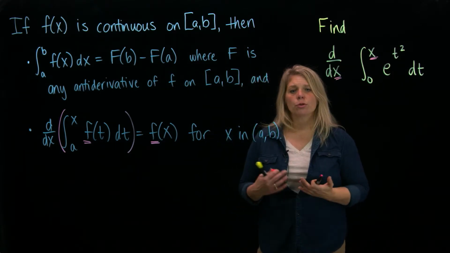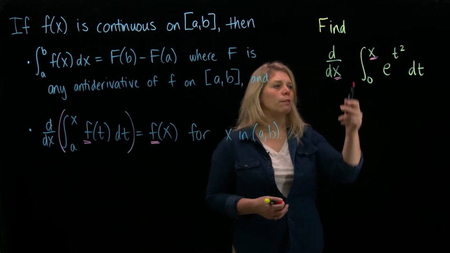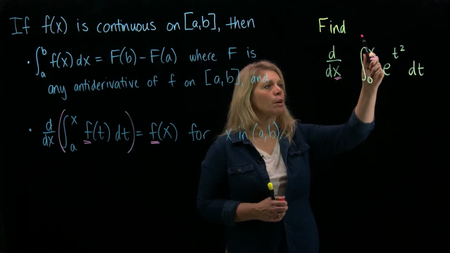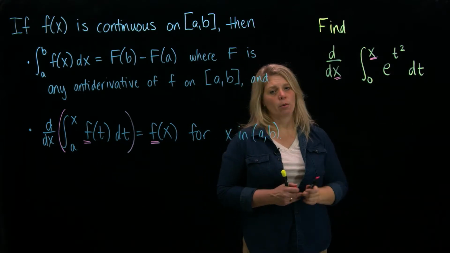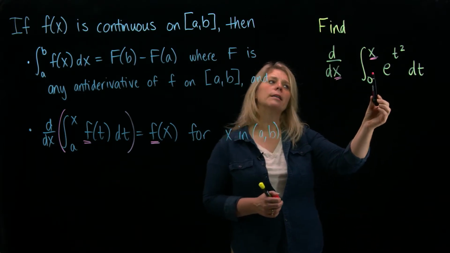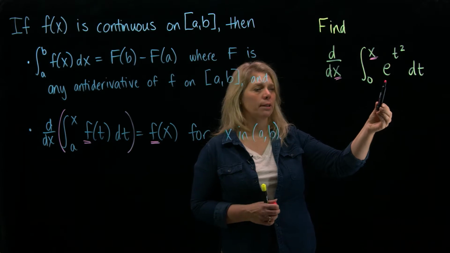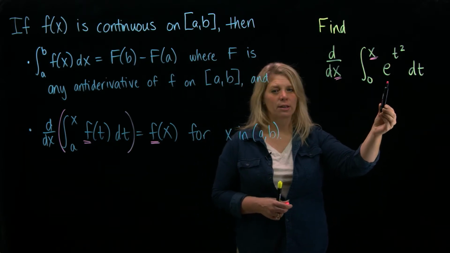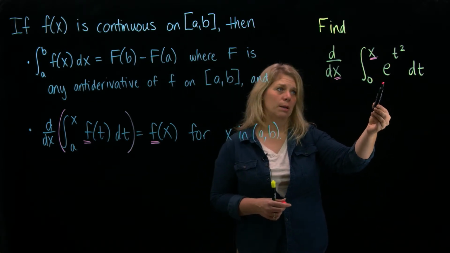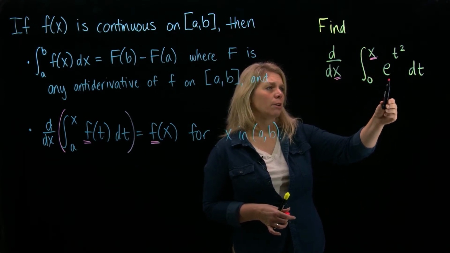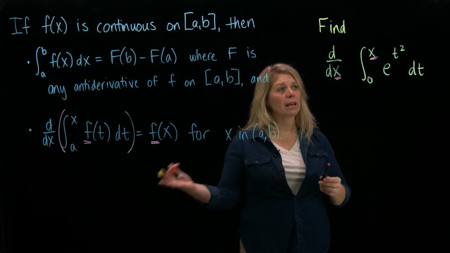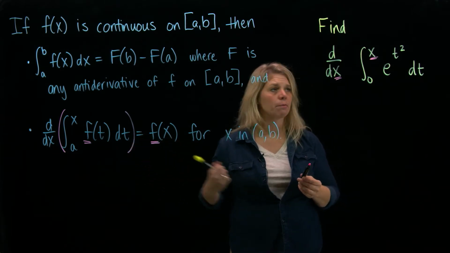Sometimes I have students who try to solve this problem by actually finding an antiderivative, plugging in these values, and then differentiating. That's not going to work for this one. You're not going to be able to write down a closed form antiderivative for this function. I intentionally chose this problem so that that would not be the case. So you cannot write down a closed form antiderivative for this function and do it that way. You really have to do this problem using this theorem.